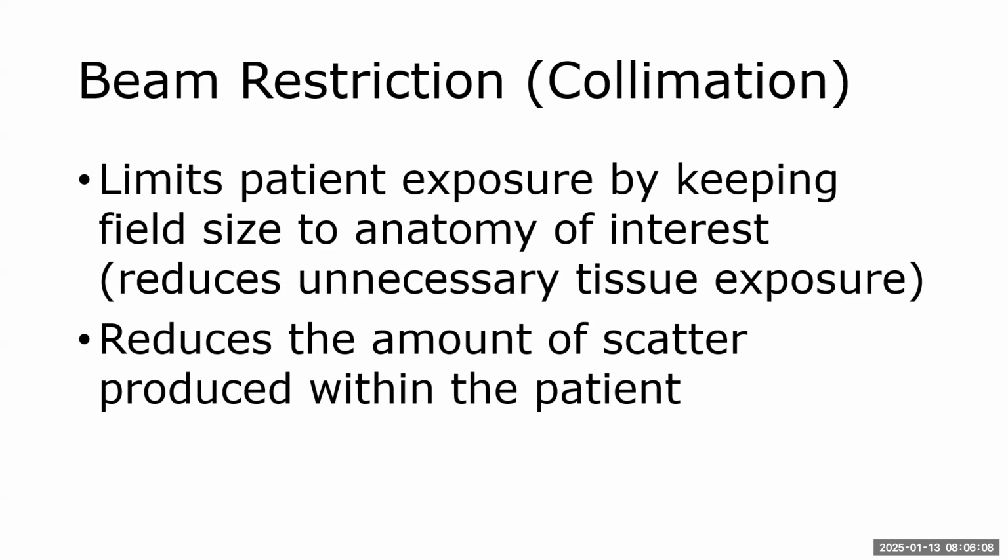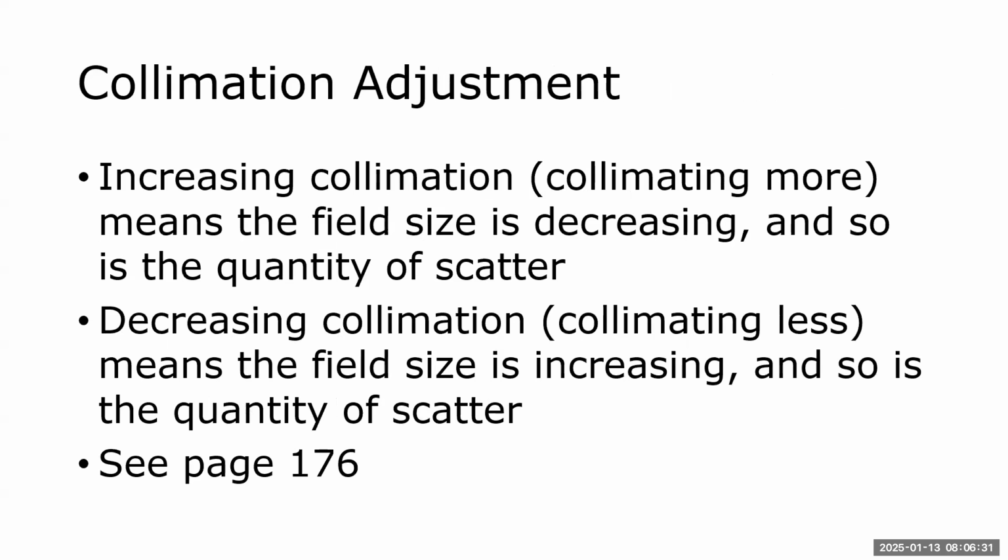So it limits patient exposure by keeping the field size to the anatomy of interest, which reduces unnecessary tissue exposure. It reduces the amount of scatter produced within the patient. So again, beam restriction or collimation is a way that we can help to keep tissues that don't need to be irradiated from being irradiated and helping the quality of our image.